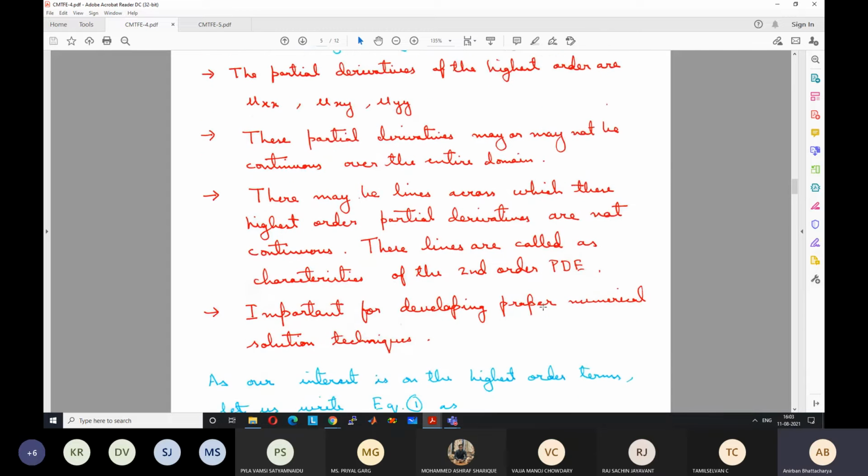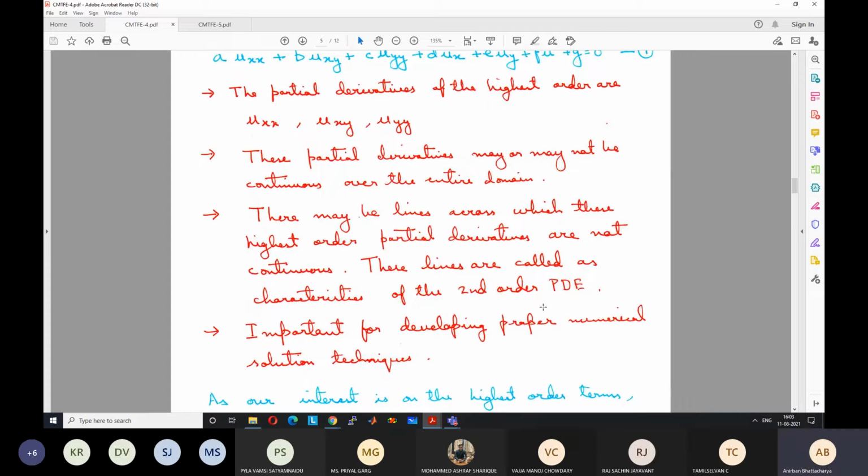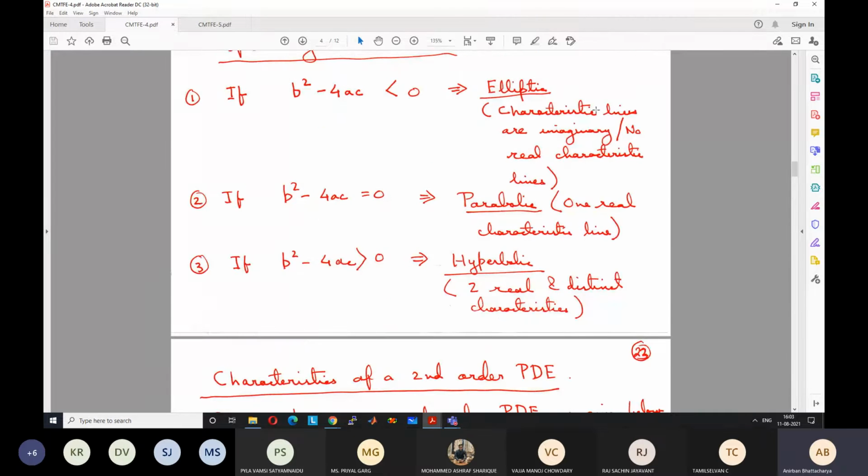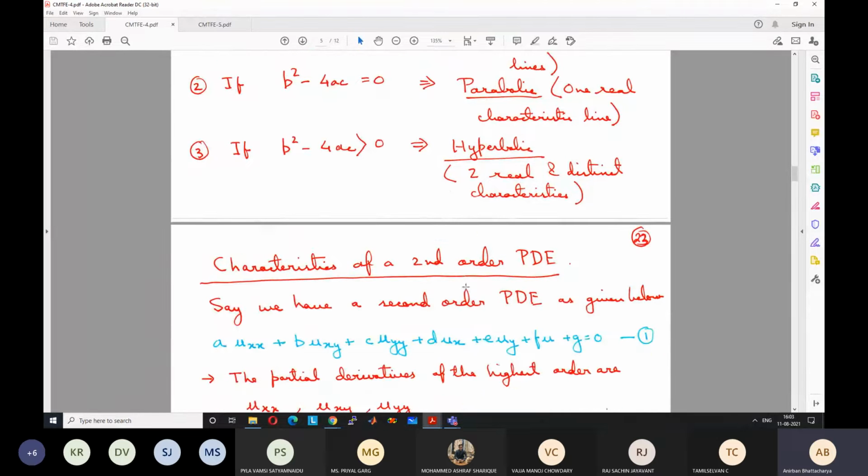Let us try to see why b square minus 4ac is less than 0. Why have we classified equations like this, elliptic, parabolic, hyperbolic, and why are we saying that there is no real characteristic if b square minus 4ac is less than 0? Let us try to understand this.